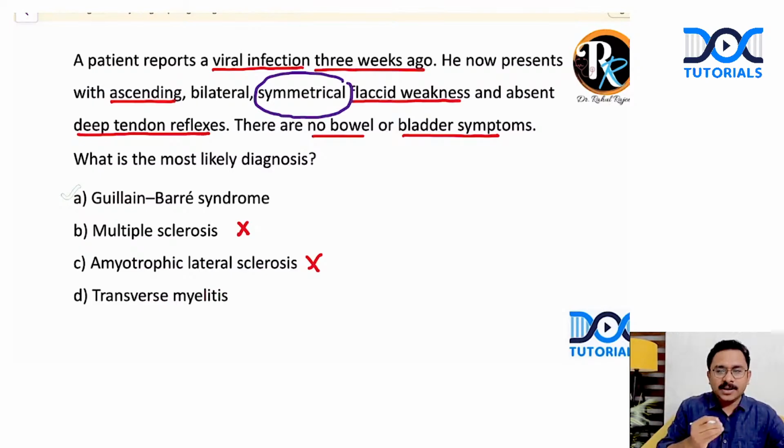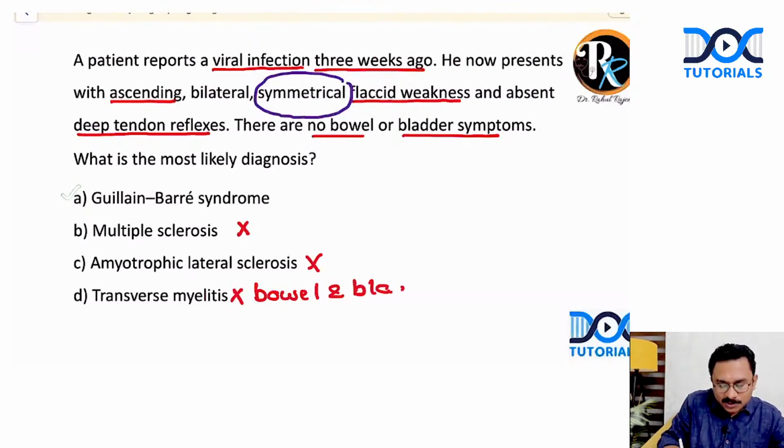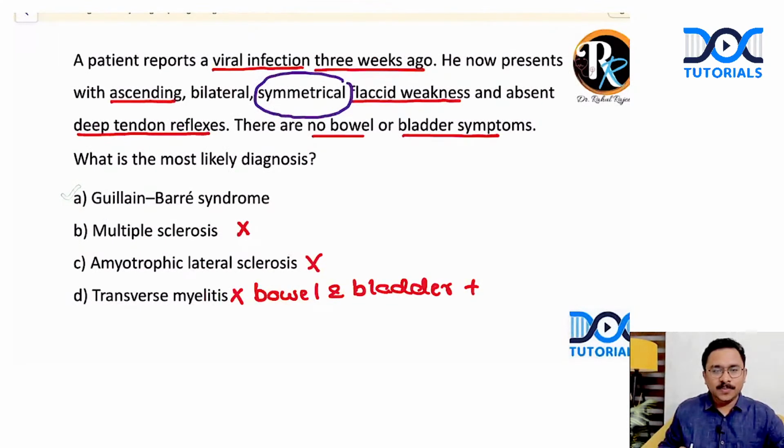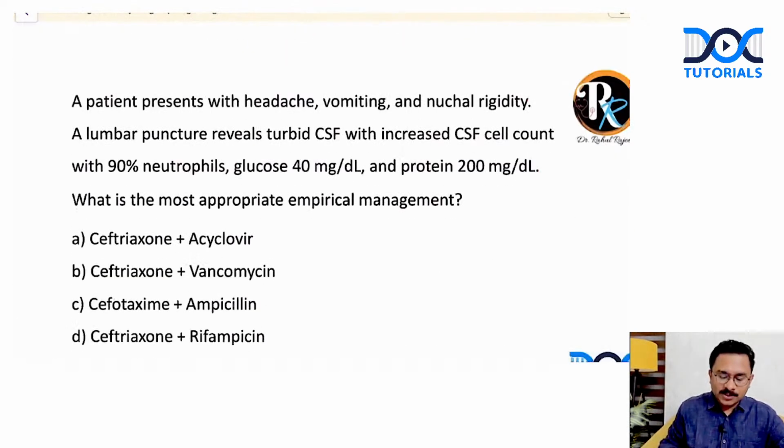So how to differentiate Guillain-Barré syndrome, which is an LMN disorder, versus a transverse myelitis, which in the initial stage of neuronal shock may present with flaccid weakness? Yes, later it becomes the spastic weakness, but initially it may have a flaccid weakness. So how to differentiate? Remember, transverse myelitis will have prominent bowel and bladder symptoms. So that is also not correct, because here bowel and bladder symptoms will be positive. Okay. So what is the answer for this question? Guillain-Barré syndrome. Okay, clear.